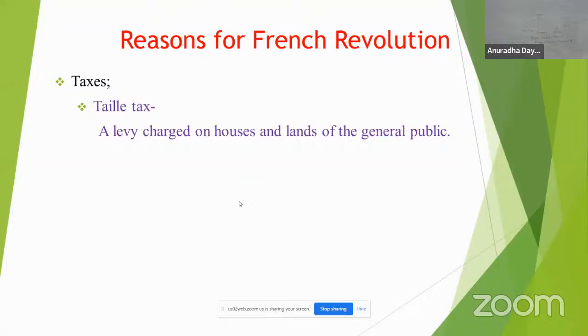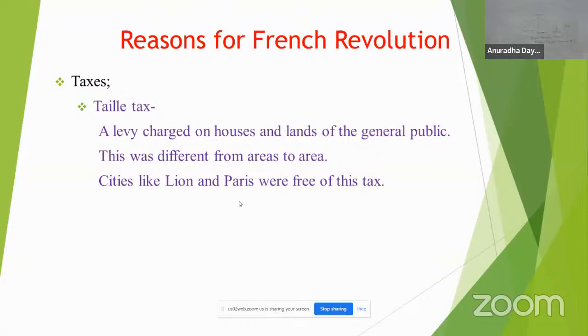Every common person, every slave, every farmer, every middle class person had to pay this tail tax to the government. But the funniest thing is that the rich people living in rich cities did not have to pay the tax. Only the poor people paid it. This differed from area to area. Cities like Lyon and Paris, where rich people were living, were free from this tax. Only from the poor people's areas was the tax obtained.